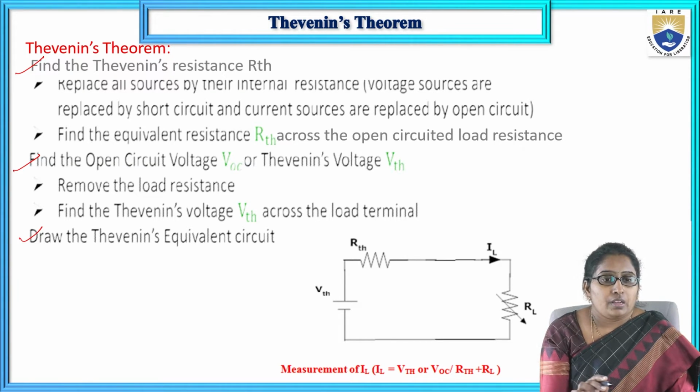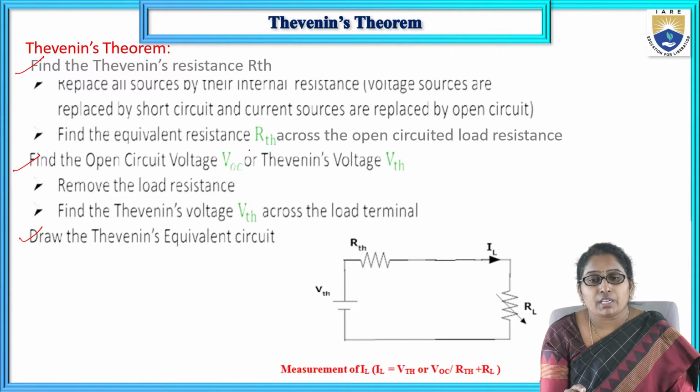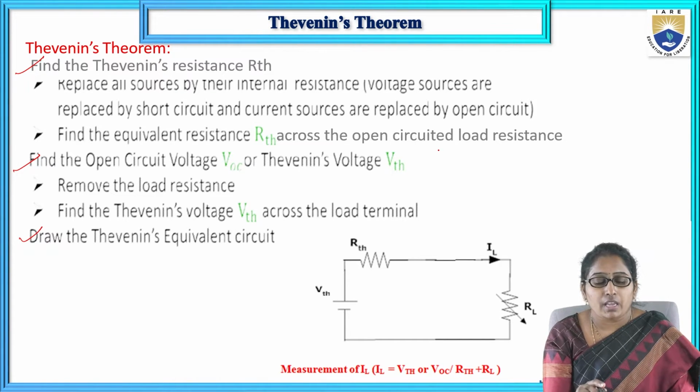Next, find the Thevenin's resistance, find the equivalent resistance RTH across the open circuited load resistance. Remove RL, that means the resistance where we are interested in finding the current. Remove that resistance and there find the equivalent resistance. That is nothing but Thevenin's resistance.